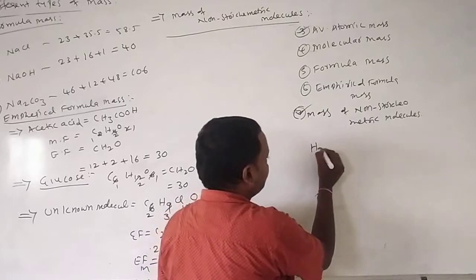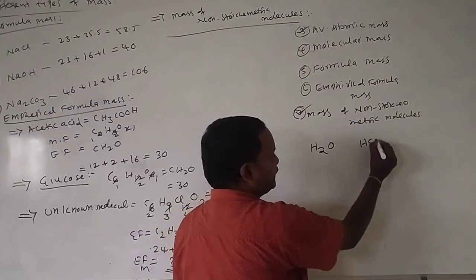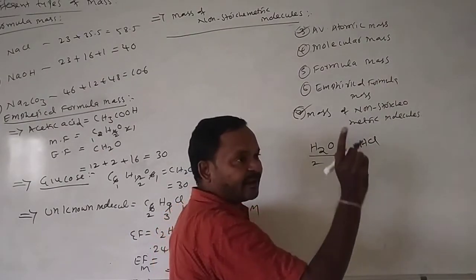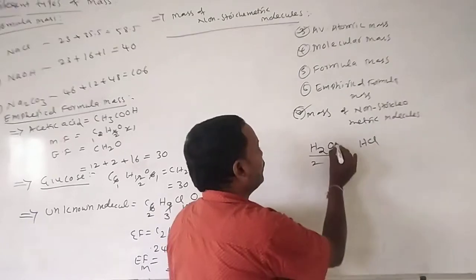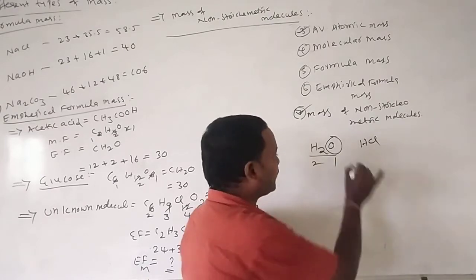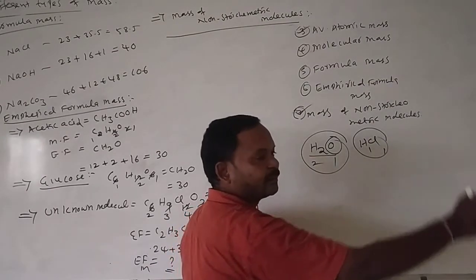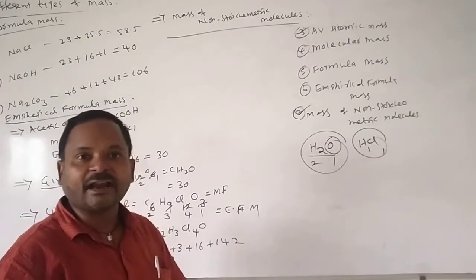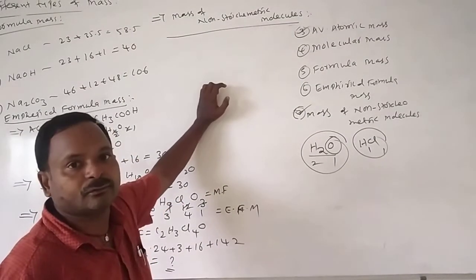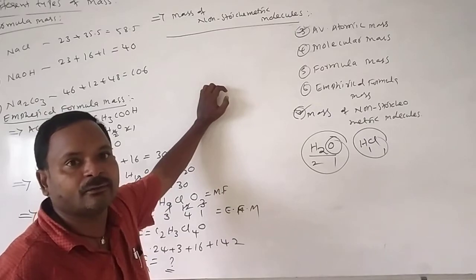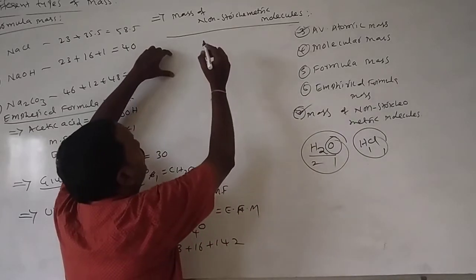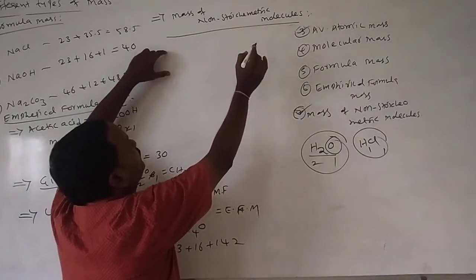Suppose for example H2O is a stoichiometric molecule, HCl is a stoichiometric molecule. Why? H2O contains 2 hydrogen atoms, exact, fixed, definite. Oxygen contains 1. It is fixed. This molecule we call stoichiometric. But sometimes the molecules have not an exact value, but a different value, a decimal value like that. Such type of molecules we call non-stoichiometric molecules.